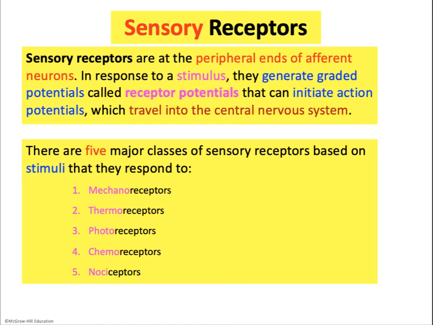There are 5 major classes of sensory receptors throughout the body. We have mechanoreceptors, which respond to mechanical distortion. We have thermoreceptors, which respond to temperature. We have photoreceptors that respond to light energy. We have chemoreceptors that respond to all kinds of chemical stimulus. And then we have nociceptors, which are pain receptors.